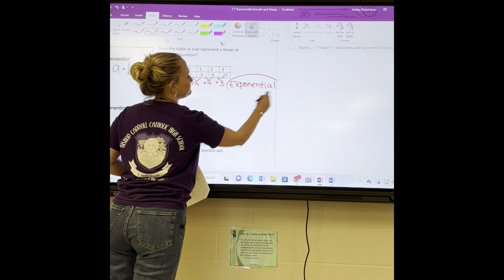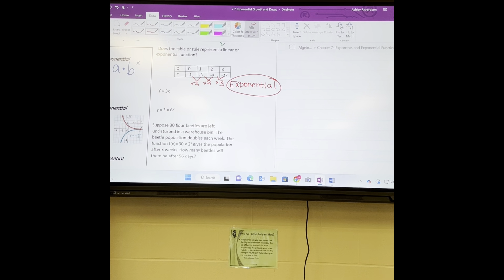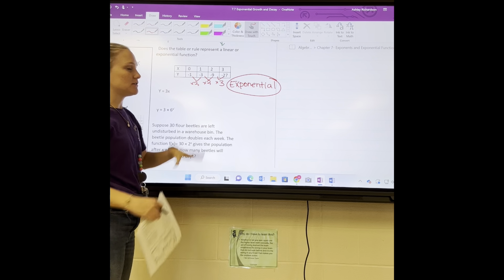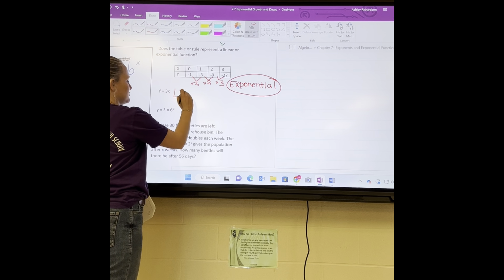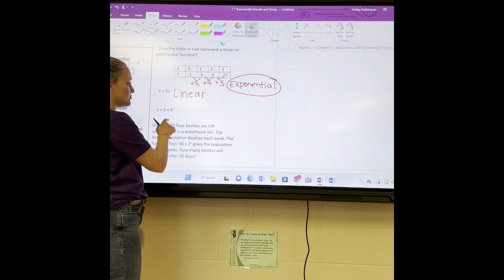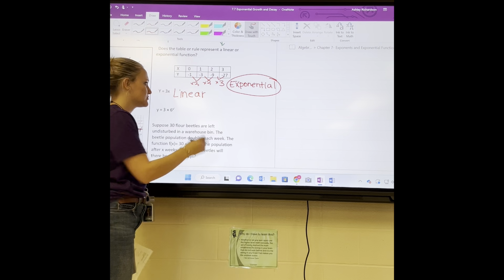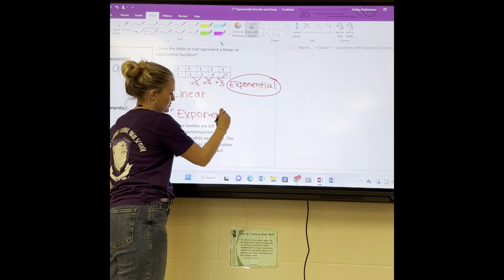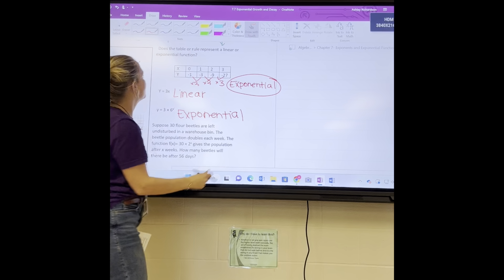For this one, y equals 3x. There's not an exponent. That would just be a linear line. It would start at 0 and my slope would be 3. So this is just linear. This one I can super quickly see it has an exponent, so it's exponential. Cool. Okay.